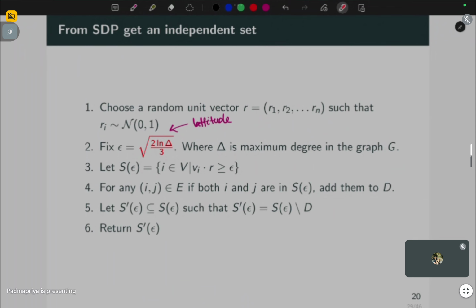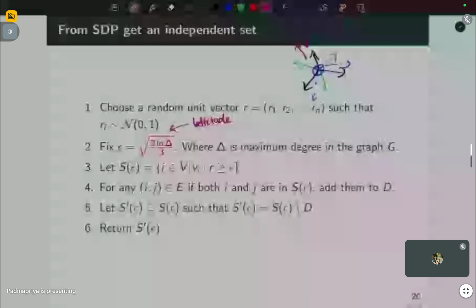After cutting the plane, first our programming gives all of these vectors, which are 120 degrees apart everywhere, and I am picking a random unit vector r, and cutting at some higher latitude.